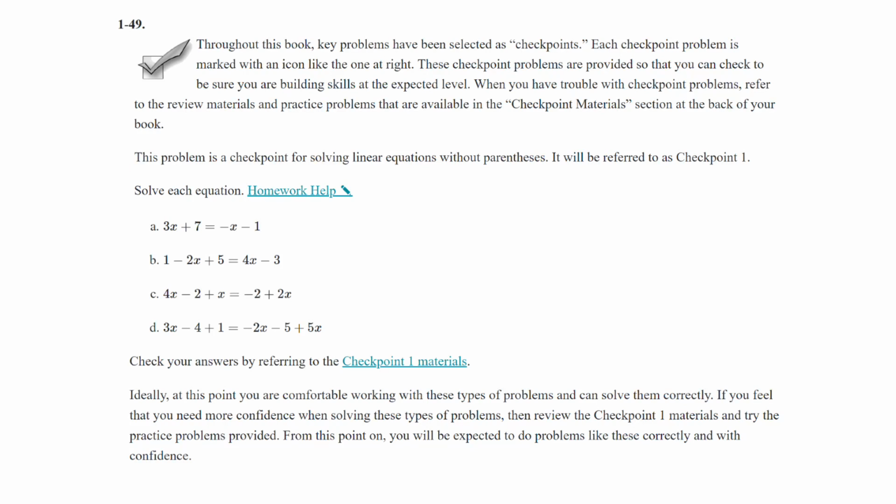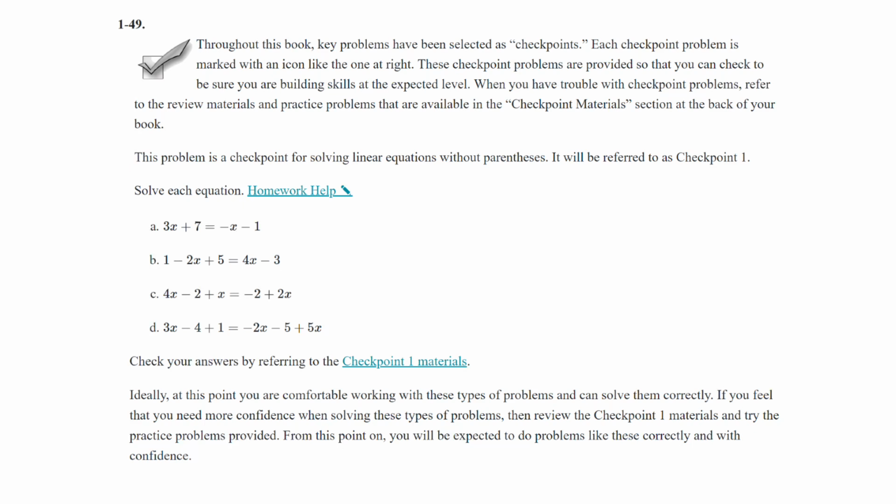Question 49. Throughout this book, key problems have been selected as checkpoints. Each checkpoint problem is marked with an icon like the one at the right. These checkpoint problems are provided so that you can check to be sure you are building skills at the expected level. When you have trouble with checkpoint problems, refer to the review materials and practice problems that are available in the checkpoint materials section at the back of your book. This problem is a checkpoint for solving linear equations without parentheses. It will be referred to as checkpoint 1.